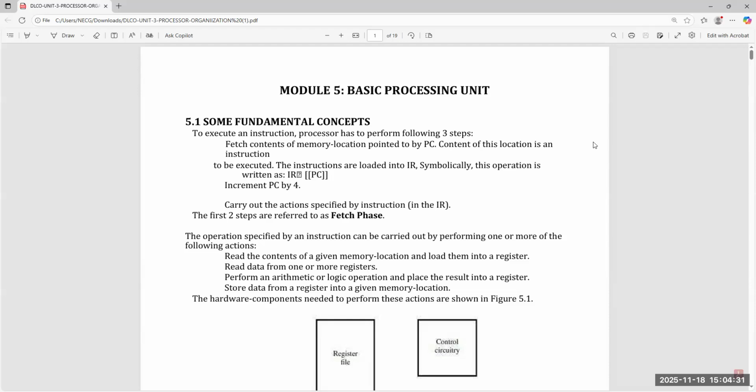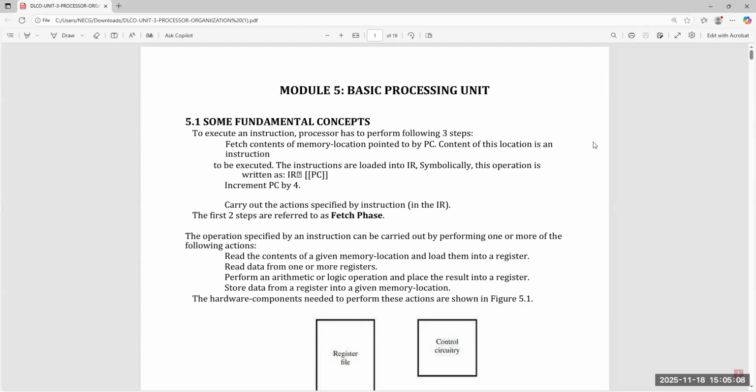So here the first point to focus on is fetching the contents of the memory location pointed to by PC. The contents of this location are an instruction to be executed. Once the PC points to the address of the next instruction, that is loaded into the IR.